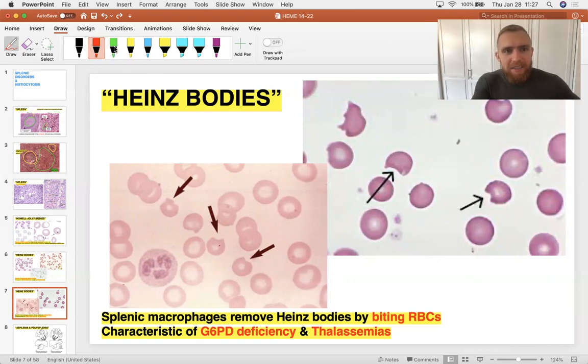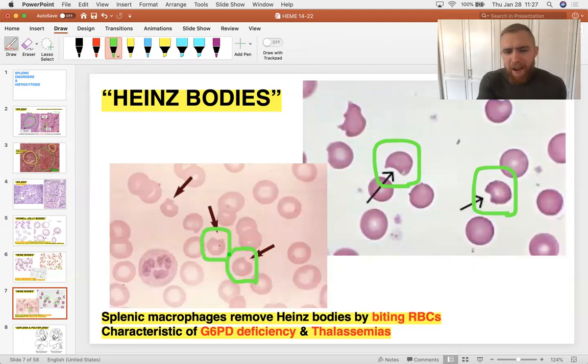And so you can tell that this red blood cell has just had a little baby bite taken out of it, and this one too, just a small little bite, just a taste test. The spleen doesn't want to eat the whole red blood cell. It's a good, fine, normal red blood cell. It just wants to take out the inclusion body. And so that's what it does.